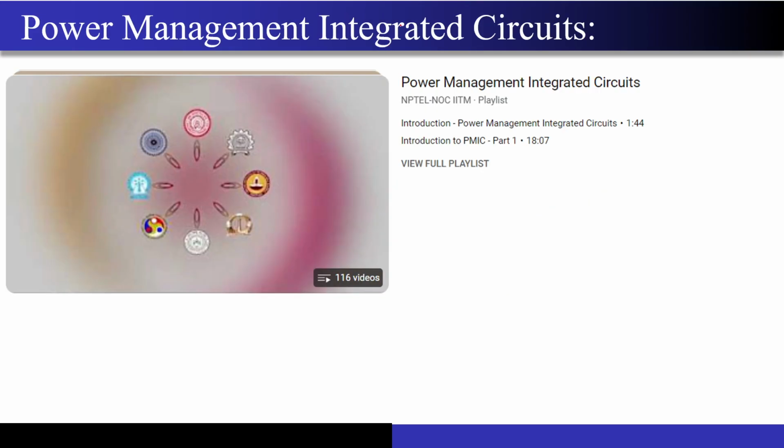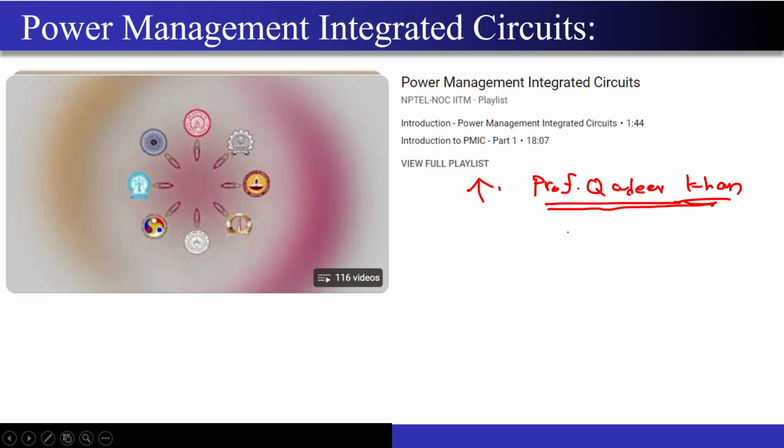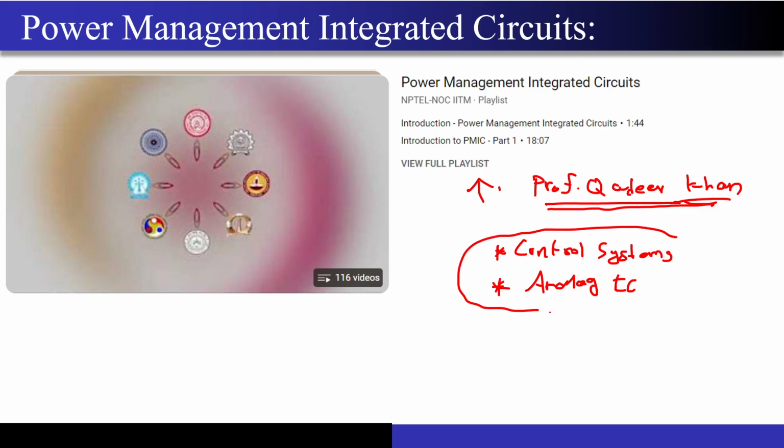Correct? Now apart from this, for power management circuits, there is a course available on NPTEL by Professor Qadeer Khan. So please do this course. The only thing is, you will feel this course is very heavy if you don't have enough background on control systems, correct, and analog IC. So please make sure that you completely nail both of these, at least Bode plot, Nyquist plot, and the understanding of the unity gain bandwidth and all, correct? Unless and until these few topics are clear, please do not jump onto this course. You will scratch your head for 1 year.